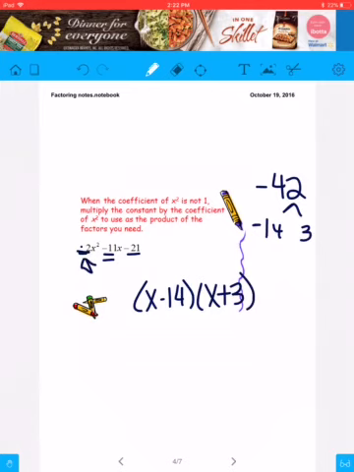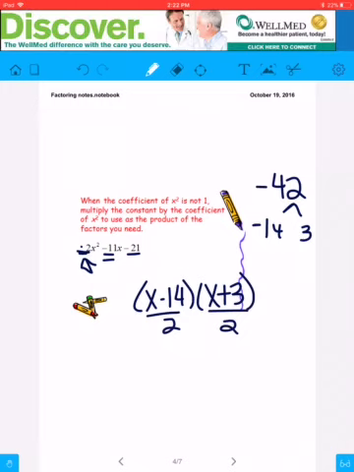You're now going to take what a is, which is 2, and you're going to divide both of your factors by that. And if your 2 goes into the number nice and pretty, then you do that. So 14 can be divided by 2, and it's 7. So that factor is now x minus 7.